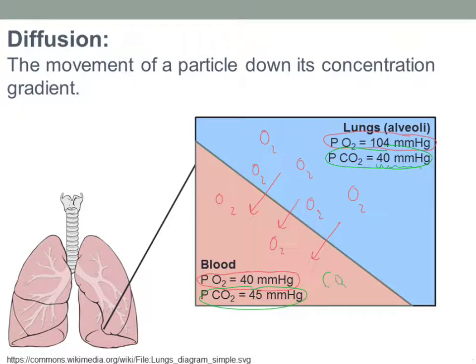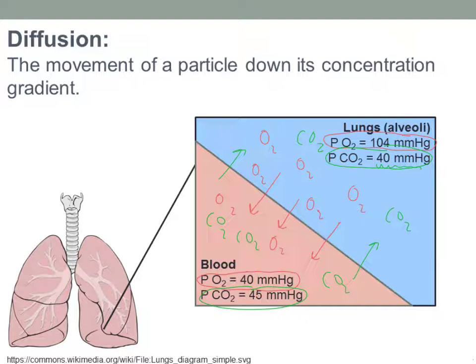So that means there's actually a little more CO2 in your blood than there is in the air that you're breathing. So again, CO2 is going to move down its concentration gradient and leave your blood and go into the air that you breathe. And then you breathe it out, get fresh air, and fill your lungs with fresh air that again has a higher amount of O2 and a lower amount of CO2.